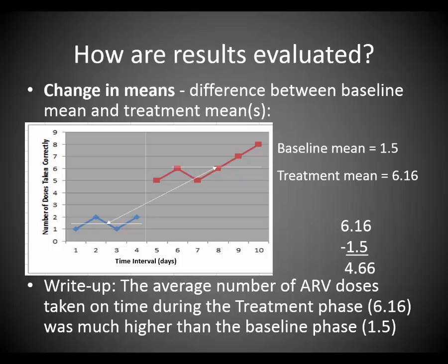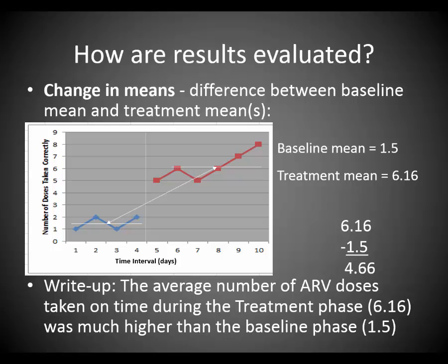So the first way we evaluate results, the change in means. This is when we examine the difference between the baseline mean and the treatment mean. So in order to do this, what we have to do is first calculate the mean of the data collection points experienced during the baseline phase. So we will want to add together 1 plus 2 plus 1 plus 2, which brings us to a total of 6, and divide that number by the number of time intervals. So 6 divided by 4 gives us a baseline mean of 1.5.